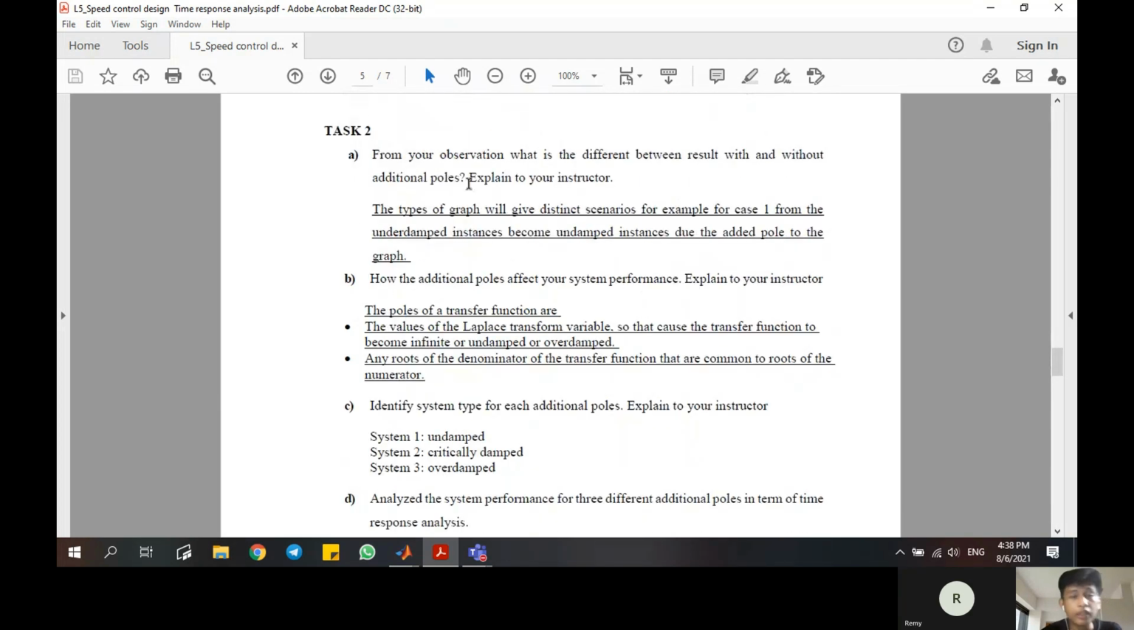From part 2, the task given is: from your observation, what is the difference between result with and without additional pole? Explain to your instructor. Okay, the type of graph will give a distinct scenario. For example, for case 1, the underdamped instance becomes underdamped due to the added pole to the graph.